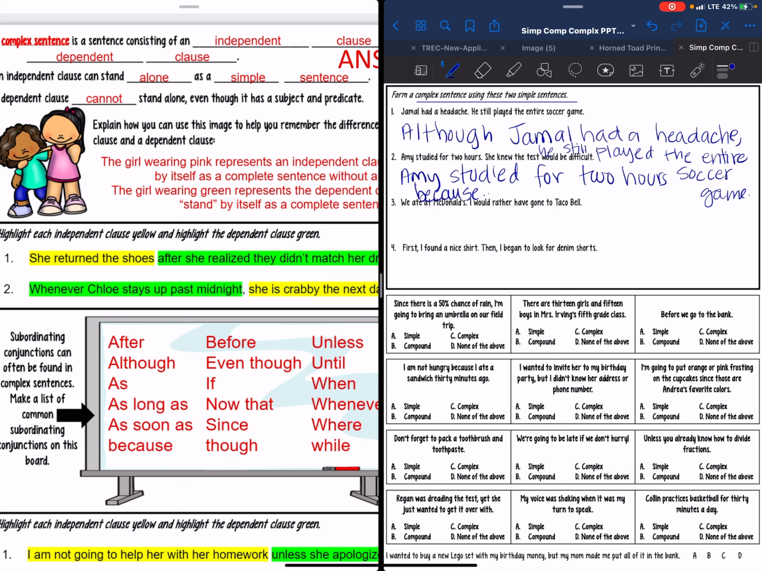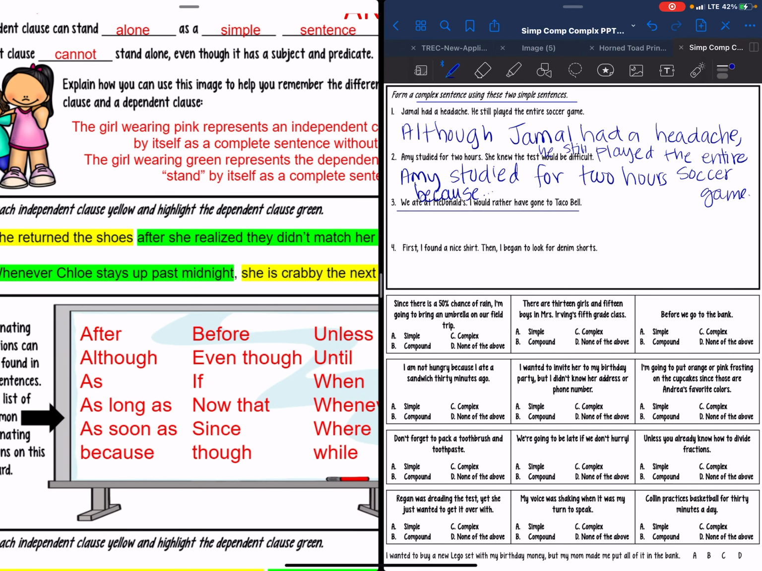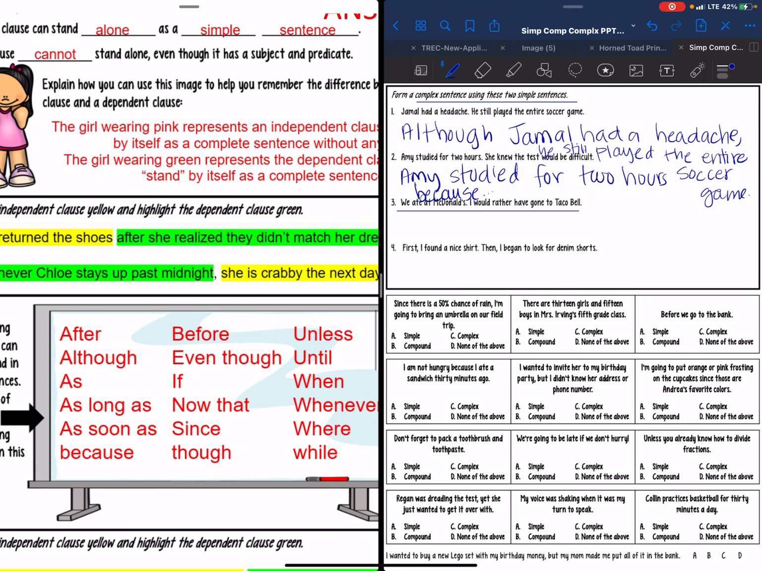All right, and then you finish it out. I'm not finishing it out only because I'm trying to save time so the video's not so long. And then we ate at McDonald's. I would rather have gone to Taco Bell. And then you're going to look over here on the left-hand side, find a subordinating conjunction. We ate at McDonald's. I would rather have gone to Taco Bell.